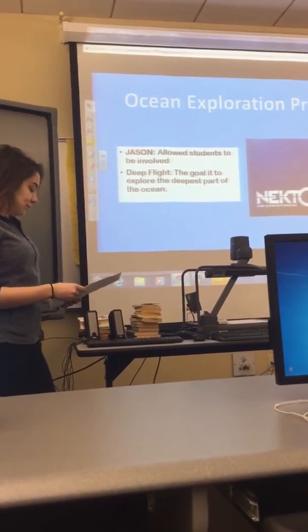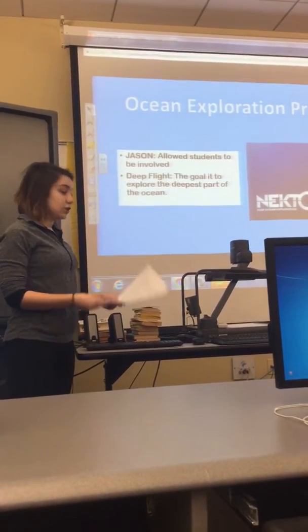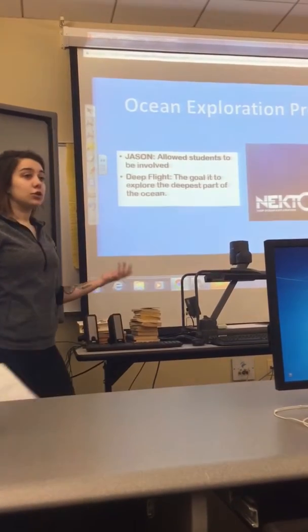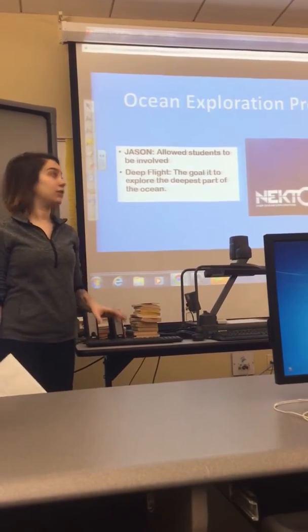Then we have Deep Flight, which was a mini submarine that was built of very strong materials that can withstand the water pressure of the deep ocean. So the goal of that was to be able to go and explore the deepest part of the ocean.